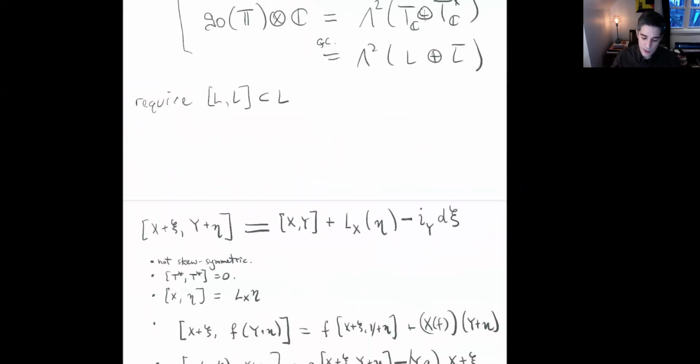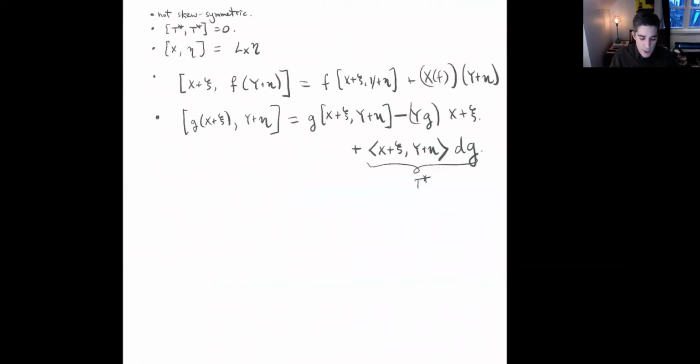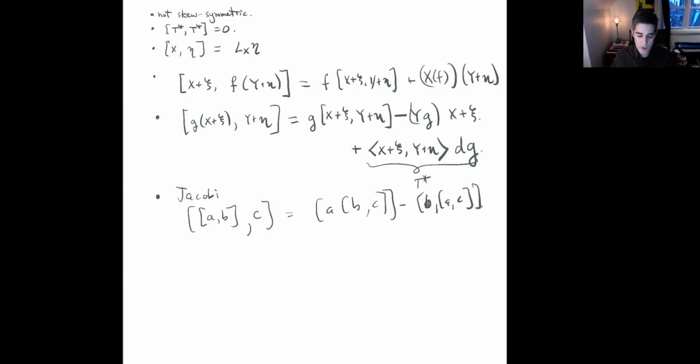Okay, so this is a weird bracket the first time that you encounter it. I should also say it satisfies the Jacobi identity. But you have to be careful when you write it because, again, it's not skew symmetric. So it's not a Lie algebra, but it satisfies the Jacobi identity in the sense that [A,[B,C]] is [[A,B],C] plus [B,[A,C]]. So the adjoint action is a commutation preserving map.